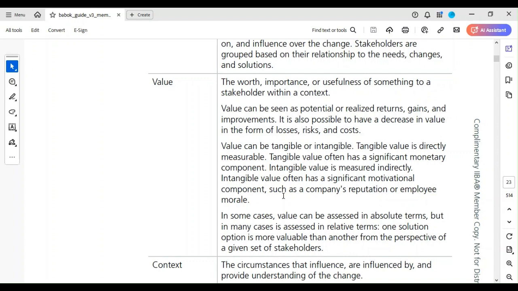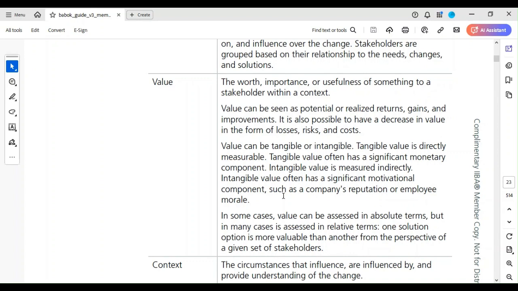So it is also possible to have a decrease in value in the form of losses, risk, and costs. Just like I said, what if you go live and something goes wonky and you have risk here and there? Oh my gosh. And costs. Oh, you don't want that. Value can be tangible or intangible, that is pronounced or unpronounced. Like, you are so aware of it. At times you're not aware of it, directly or indirectly.